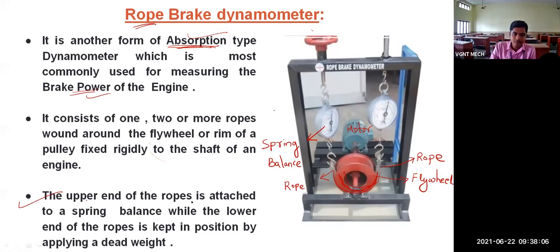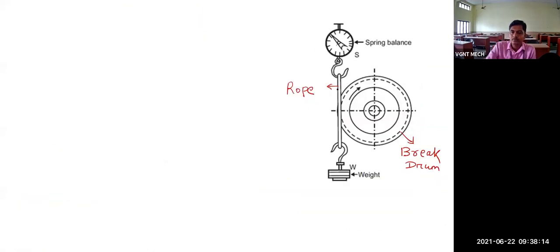The upper end of the rope is attached to a spring balance, while the lower end of the rope is kept in position by applying a dead weight. You can see here, for this rope, the upper end is connected with the spring balance, and the lower end is connected with a dead weight. Now I will tell you how to calculate the brake power.